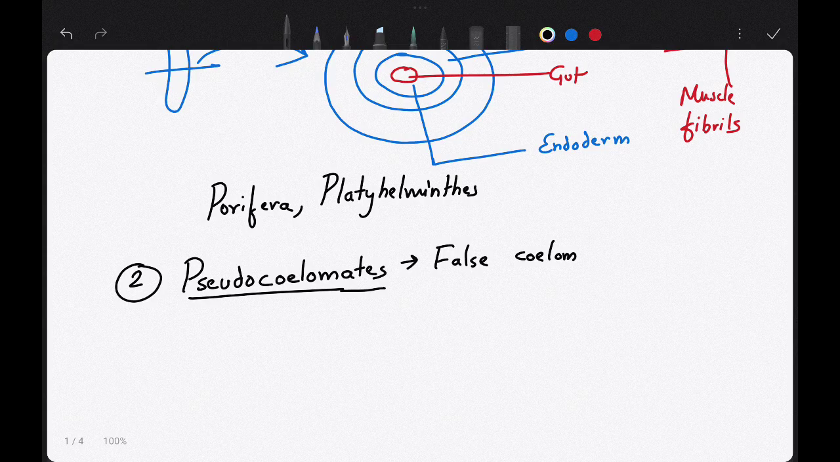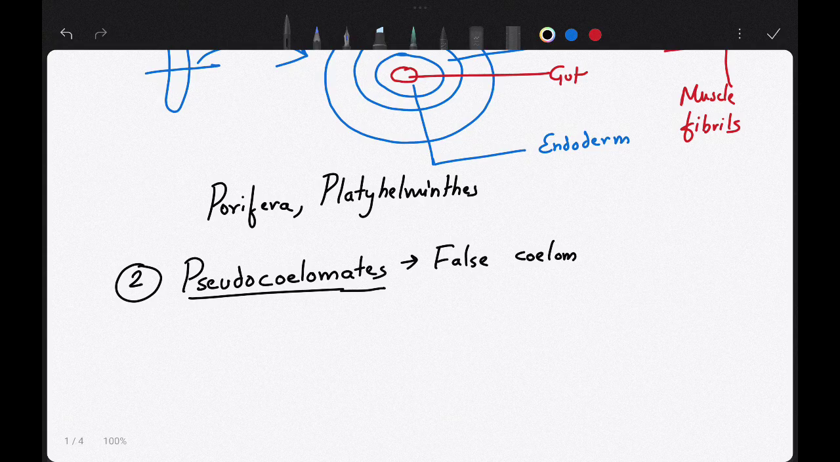Suppose you go to a place and you see different types of ornaments. Some ornaments will be made of gold, and outside that shop you will find ornaments that seem like gold, but that is not gold, that is false gold or pseudo gold. Similarly, this appears to be a coelom, but it is not a true coelom. It does not have the features of a true coelom, but it appears to be one.